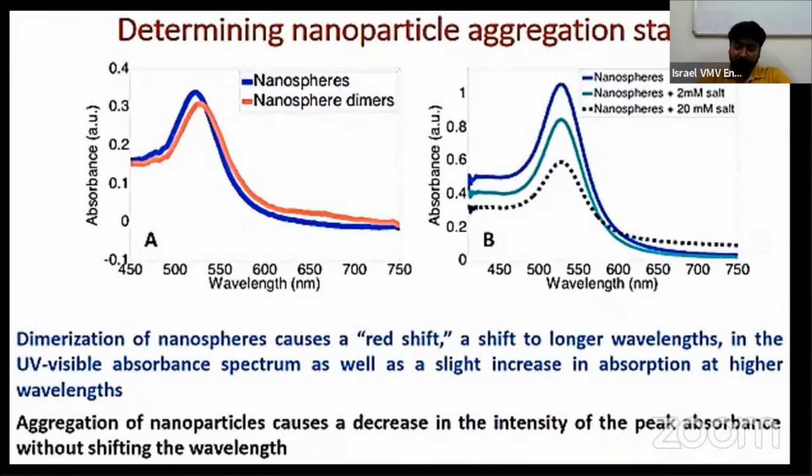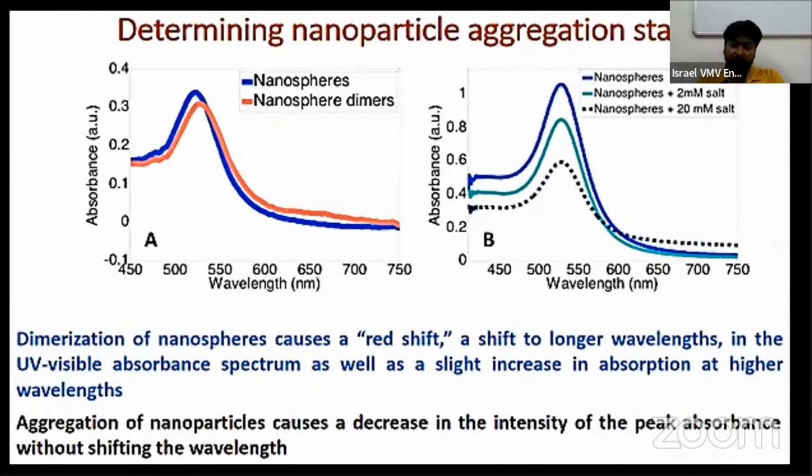Assume that you want to determine the aggregated state of nanoparticles. This is actually a problem with nanomaterials. They tend to aggregate. They have surface energy different from bulk materials, and they tend to aggregate. Aggregation changes the absorption spectrum. And what happens when, assume that one nanosphere joins with another nanosphere in the process of aggregation. That is called dimerization, and you call that a redshift. The spectrum shifts when two particles join together.